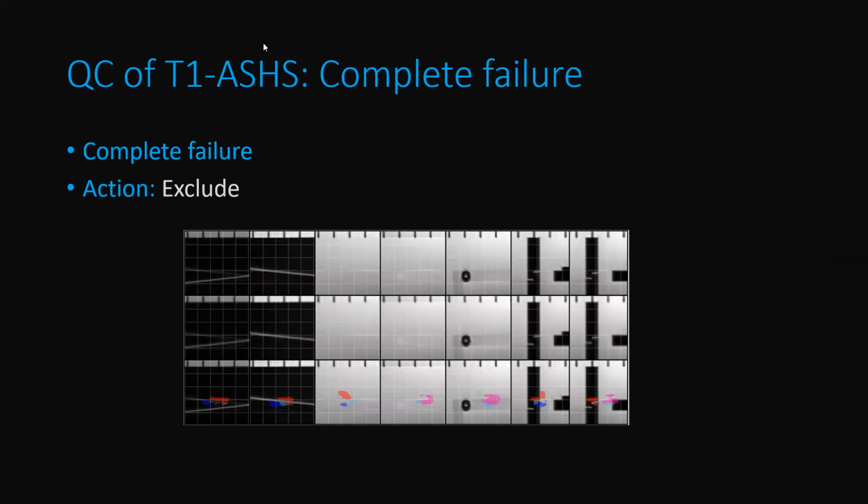Then I also wanted to show you a complete failure. Well, I guess this is obvious. I wouldn't even know if this is where the MRI scan is. So of course, the action is to just exclude this case. You could also figure out what's going on with this case and rerun it, but this specific output you cannot include in your data set.